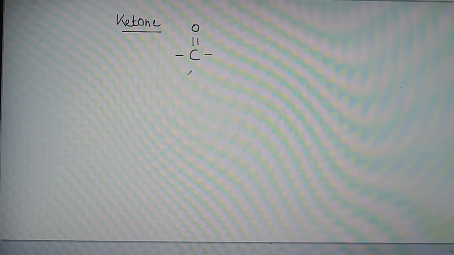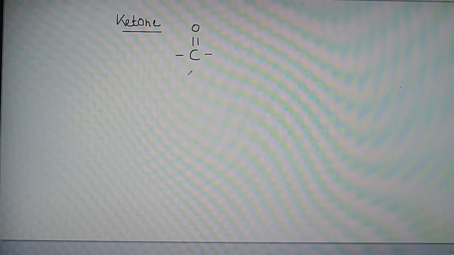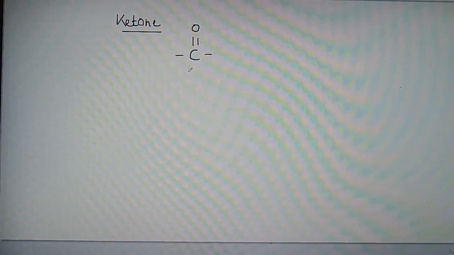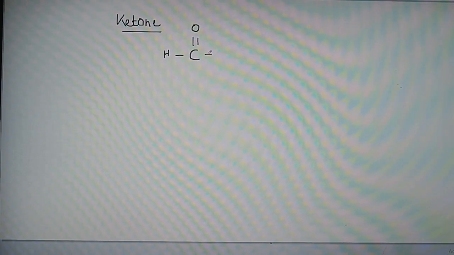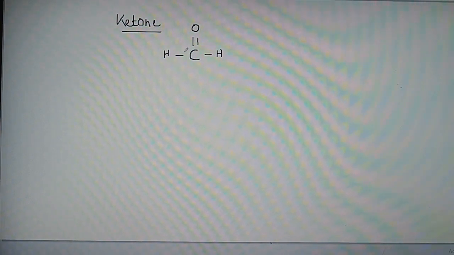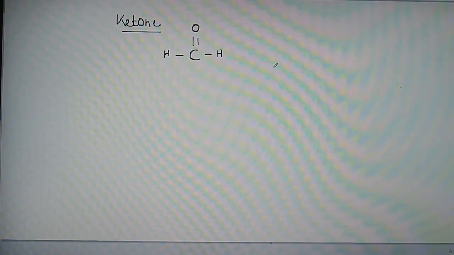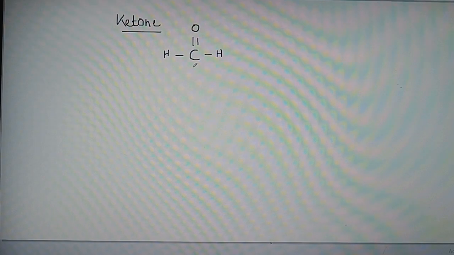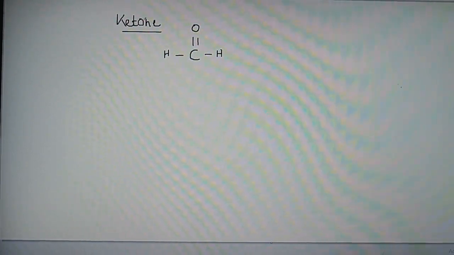Just put in 2 hydrogens and see what you get. It's methanol, right? So if you add 2 hydrogens over here, is it going to remain a ketone, or is it going to get transformed into methanol? It will get transformed into an aldehyde, right? Yes. Okay.